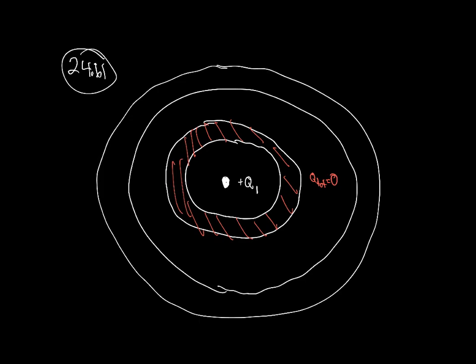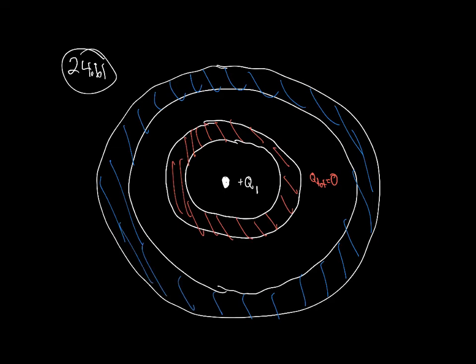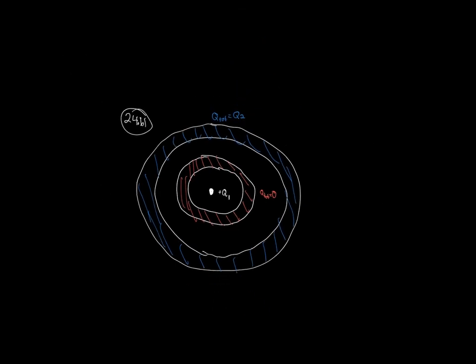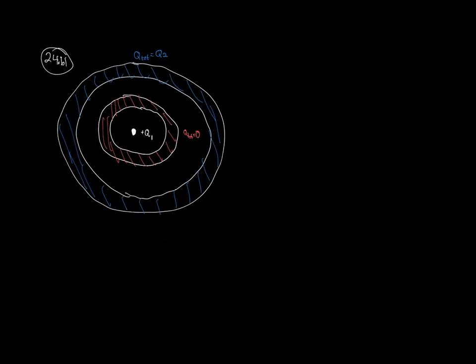Let's make that one blue. What's the total charge on the outer shell? Q2. Q total on the outer shell equals Q2. Now I have to start figuring out what charges are in what places and how big they are, and all sorts of wonderful things. Let's move this a little out of the way, and let's start figuring this out.